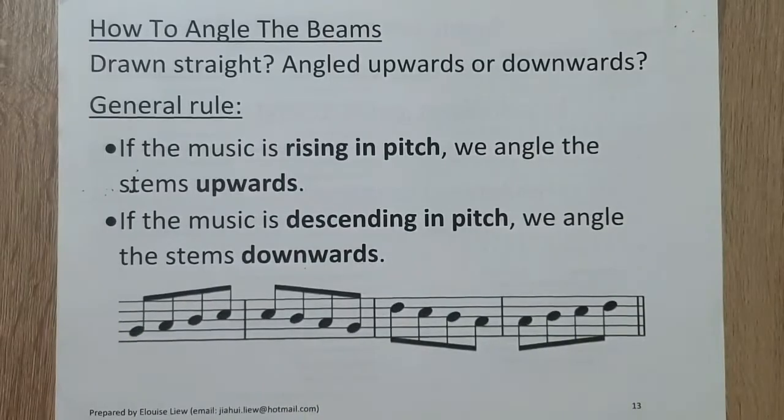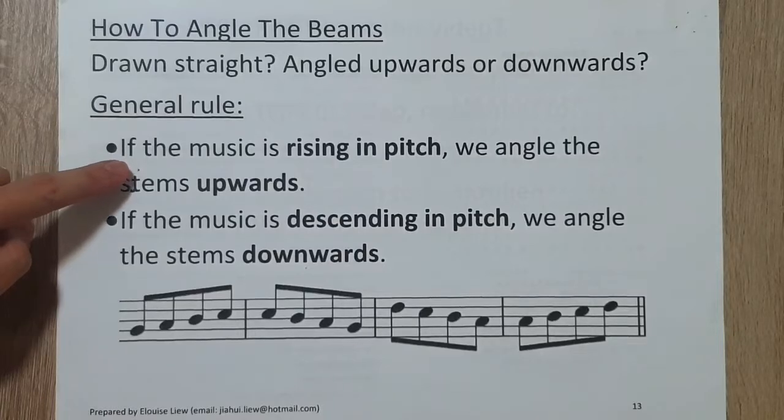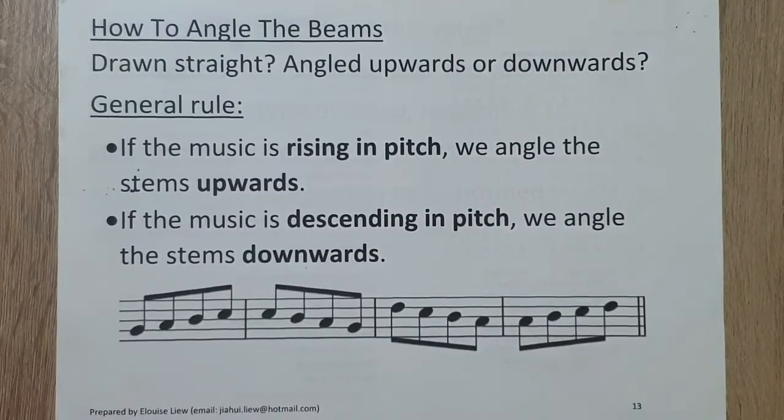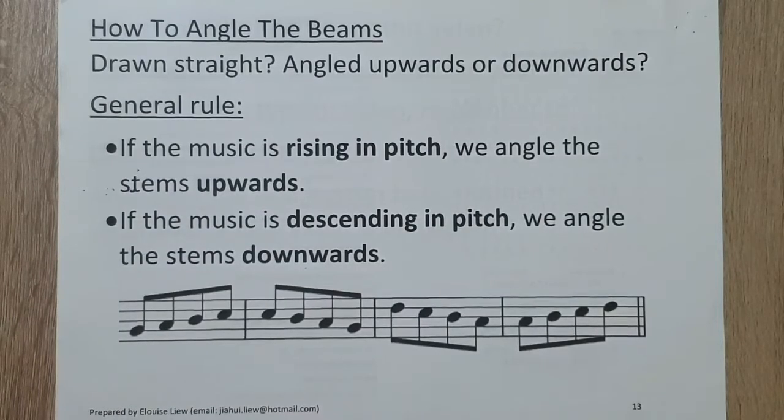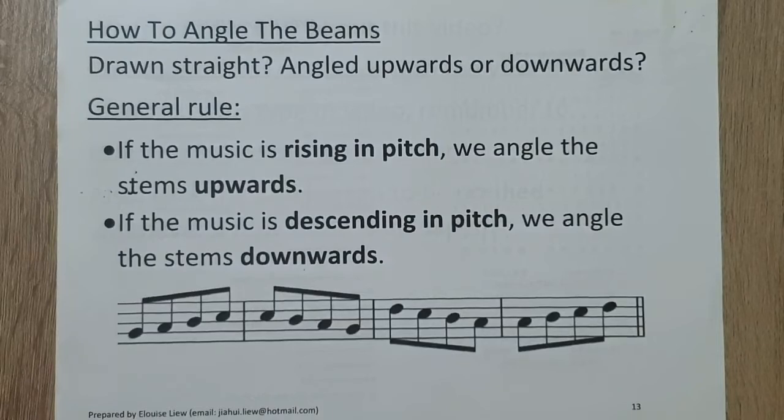How to angle the beams? Is it drawn straight? Is it drawn angled upwards or downwards? Well, here's a general rule. If the music is rising in pitch, we angle the beam upwards. If the music is descending in pitch, we angle the beam downward. Pitch represents the tone of the note.